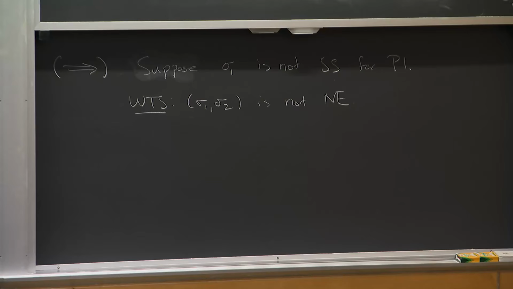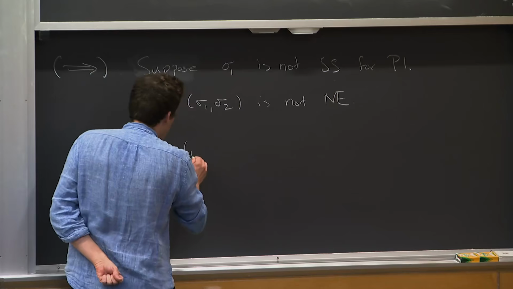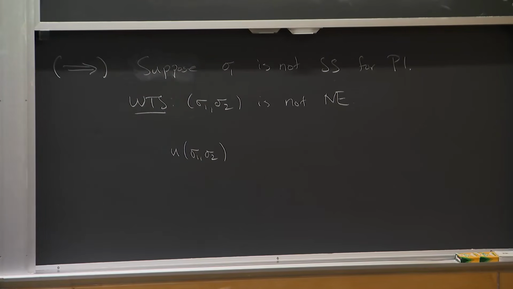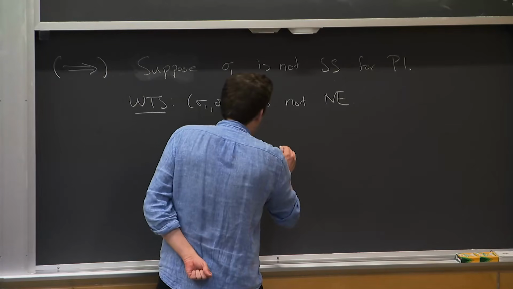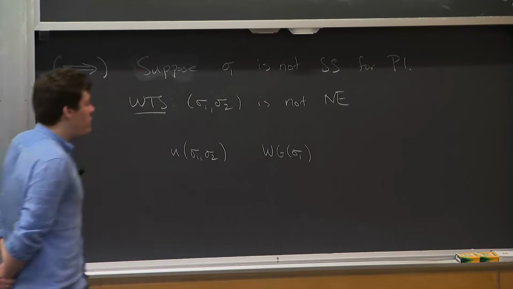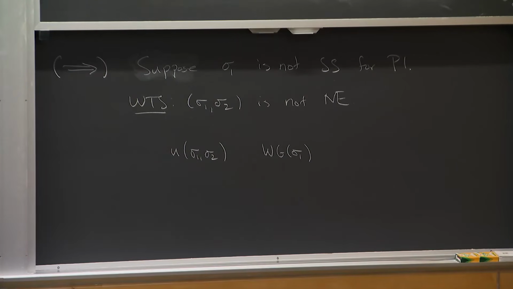Okay. And now this one, again, it's short. The argument's really short if you know exactly where you're going. But it's tricky. I need to make sure I get it right in my notes. So what do we know? Let's look at sigma 1, sigma 2. This is always what we look at. And what's the relationship between this and WG of sigma 1? Yeah, the utility versus WG of sigma 1.